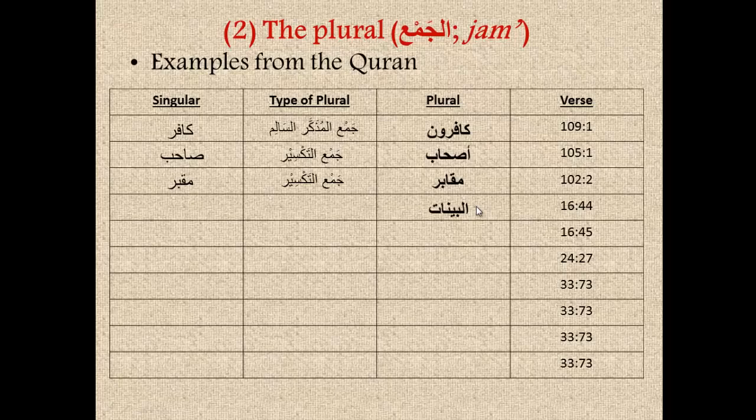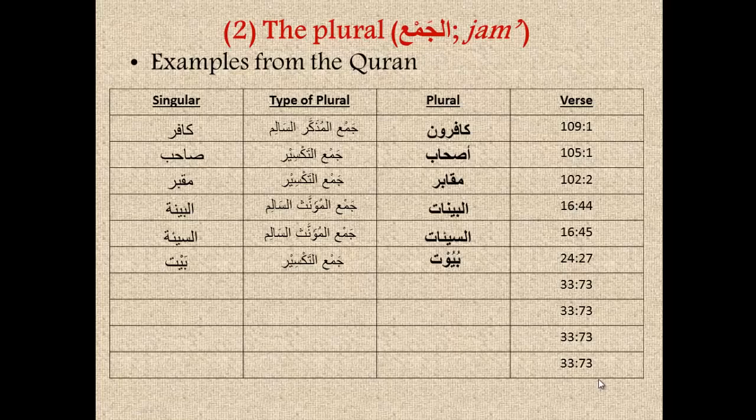In Surah number 16, verse 44, this is Surah An-Nahl, I believe, we have the verse "bil bayyinati wa zubur," al-bayyinat. We hear the at that tells us it's a jam' al-mu'annath as-salim, a sound feminine plural. And to recover the singular, we drop the alif and ta, we add ta marbuta to get al-bayyina. In the next verse of the same surah, we have as-sayyi'at. Same deal here. It's a jam' mu'annath as-salim, and the singular is as-sayyi'ah. In surah number 24, verse 27, we have buyut. This is an example of a jam' taksir. The singular is bayt.